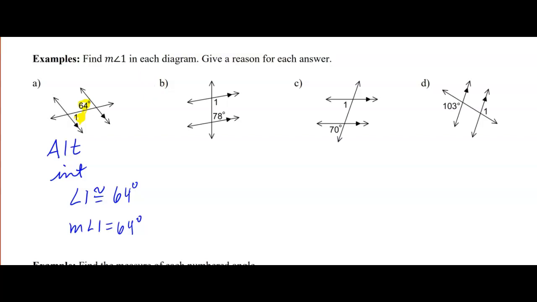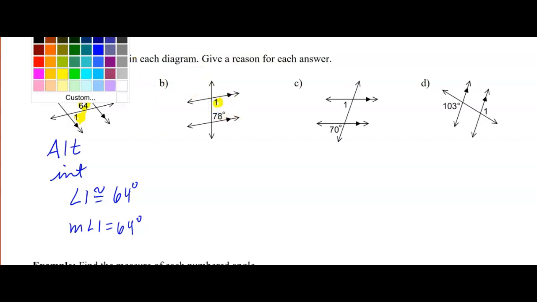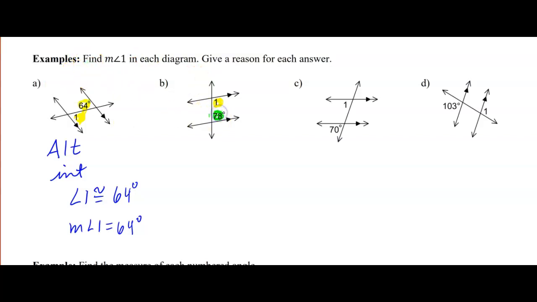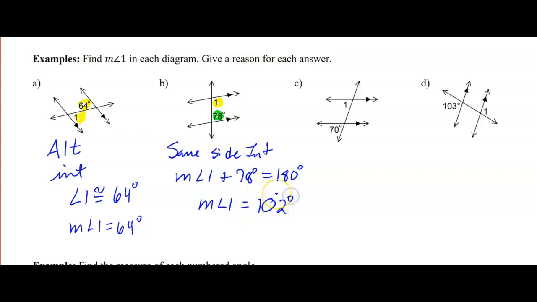Let's look at the next pair. I have 1 and I have 78. Same side interior. Well, what are same side interior? They are adding to 180. So what I know now, measure of angle 1 plus 78 has to equal 180. So when I solve that, measure of angle 1 has to equal 102 because I need them to add to 180 degrees. So the basic first step, you've got to identify your pair, then solve.